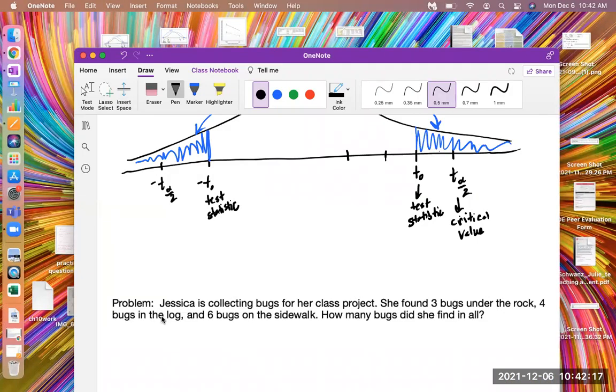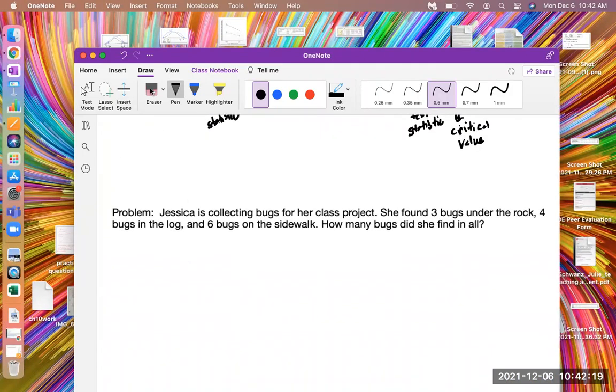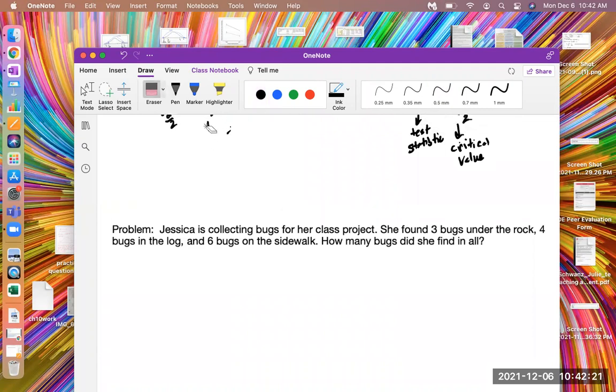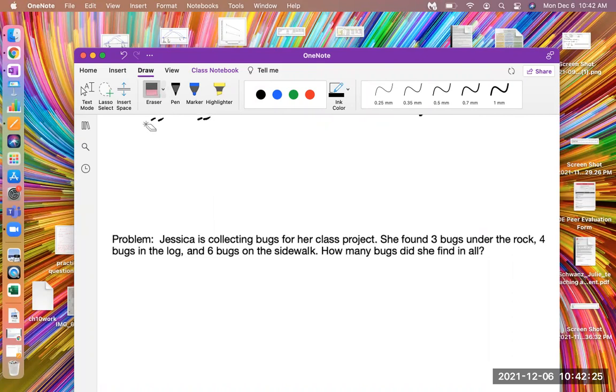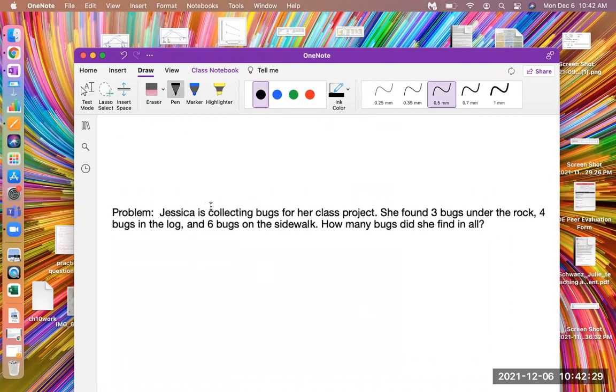Okay, so here's a problem. Speaking of information that you don't need, let's erase all this up here. Get that the picture for you. Jessica is collecting bugs for her class project. She found 3 bugs under the rock, 4 bugs in the log, 6 bugs on the sidewalk. How many bugs did she find in all?